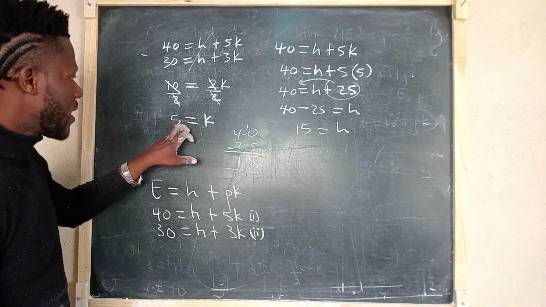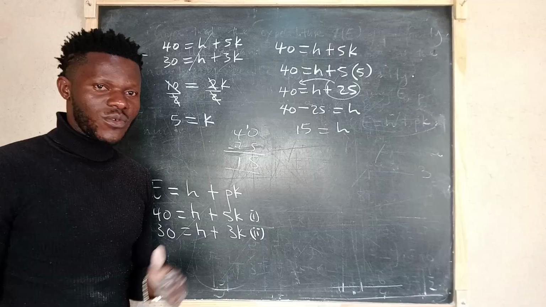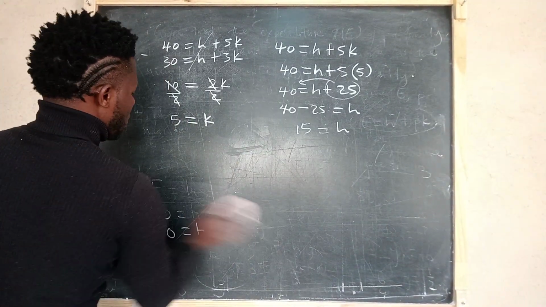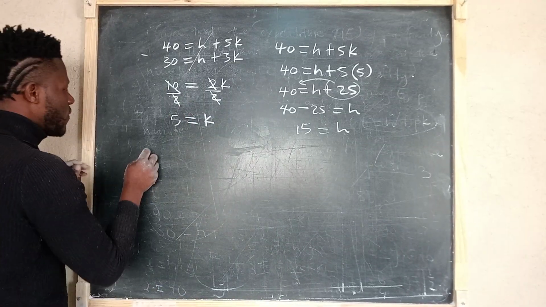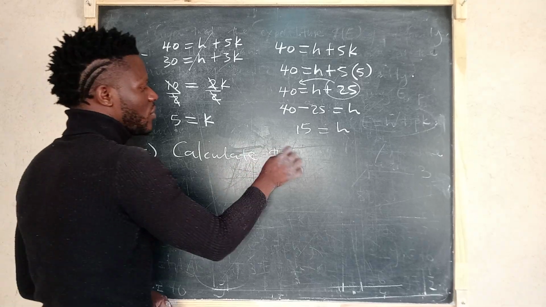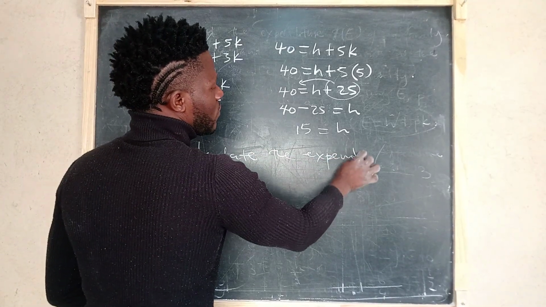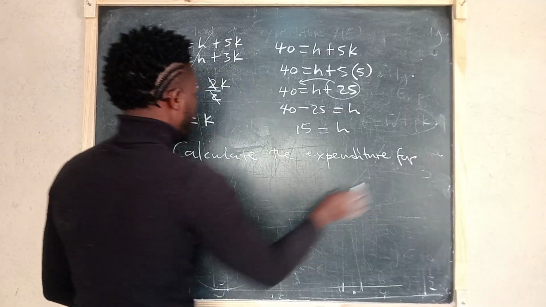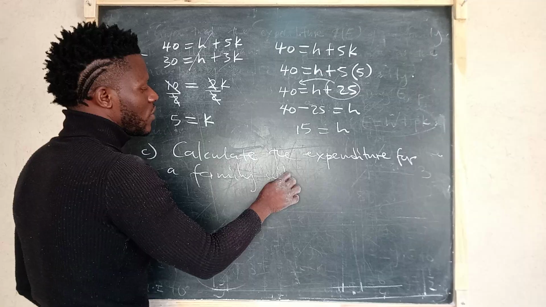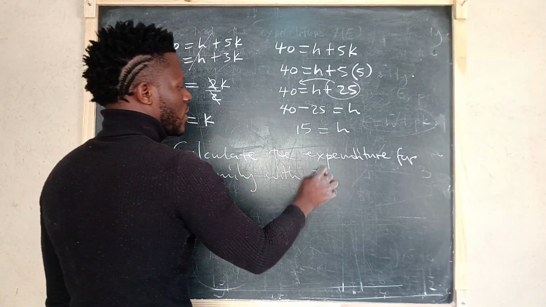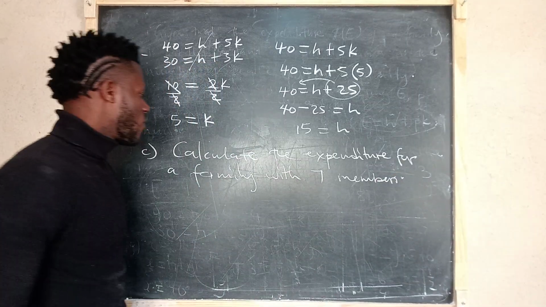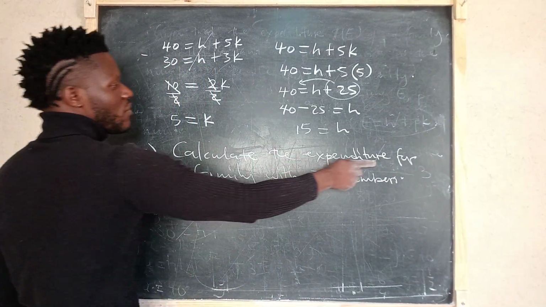Now we know the value of K and the value of H, which means we are ready to find the missing variable. Let's create a question asking for the missing variable. And the last part of the question will calculate the expenditure for a family with 7 members. We want to calculate the missing variable, and the missing variable is the expenditure.